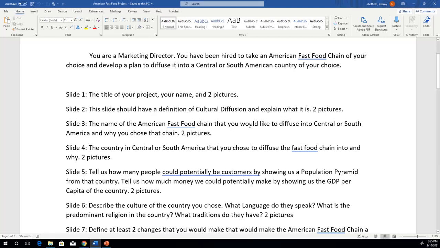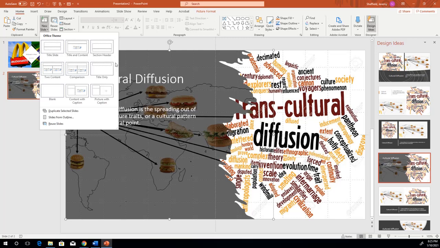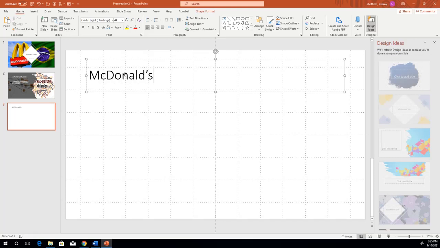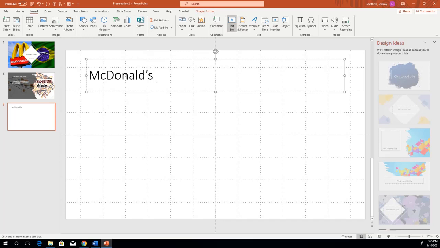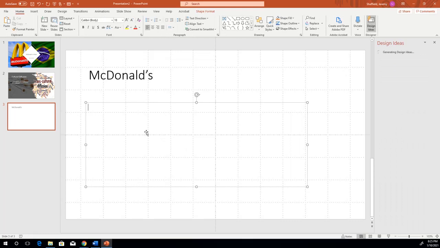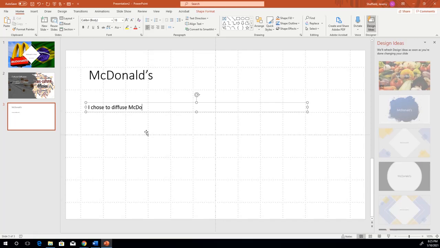you chose that chain. So let's go to home, new slide, on title only, McDonald's. And I'm inserting a text box because there wasn't a way to write in here. I chose to diffuse McDonald's because it is a globally recognized brand and is easy to adapt to other cultures.